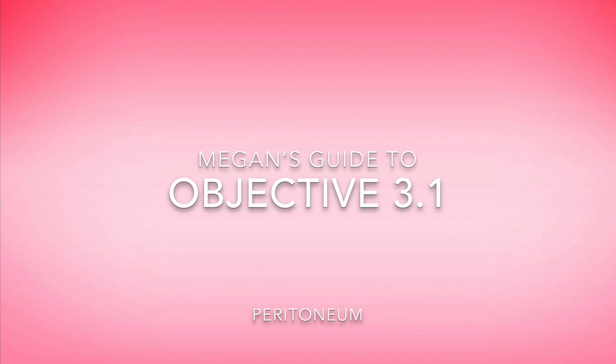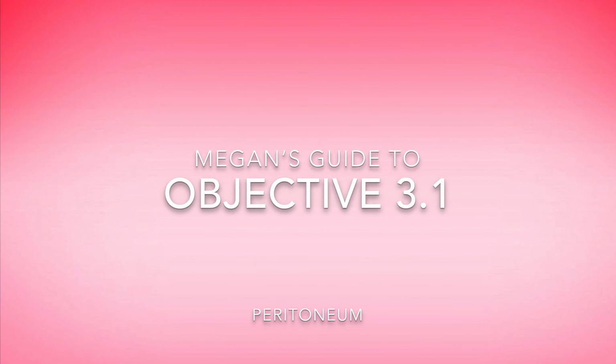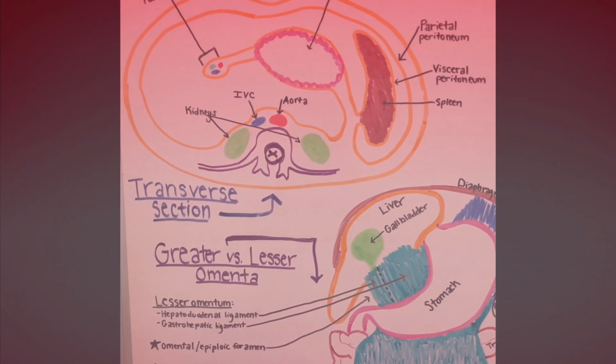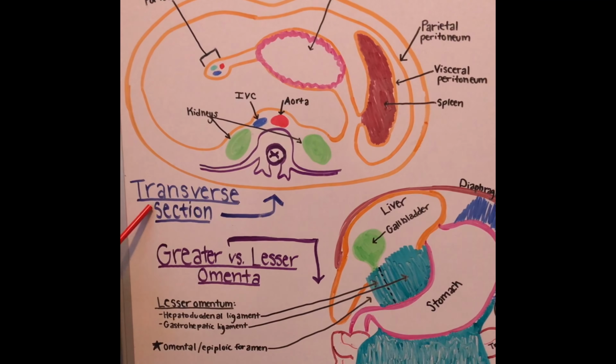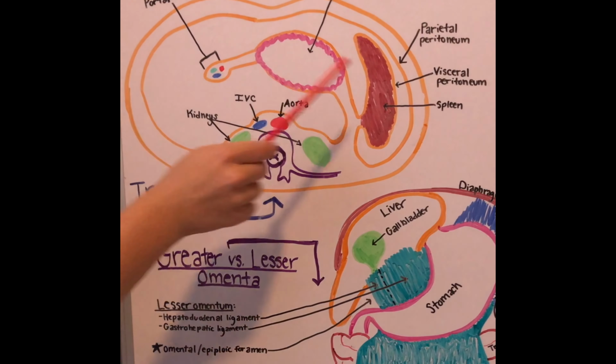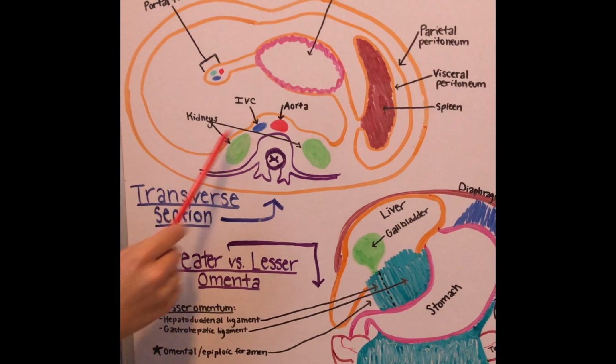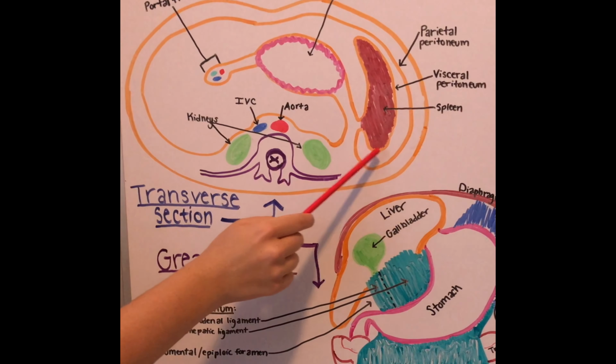Hello anatomists at large. I'm going to be discussing the peritoneum, its relationship to the abdominal organs, and the anatomical landmarks it creates. The peritoneum consists of two continuous layers: the parietal layer, which lines the internal surface of the abdominopelvic wall, and the visceral layer, which directly covers individual organs.